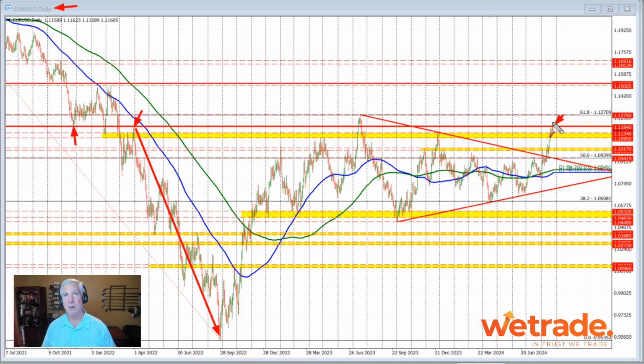So this is a support down here and up here near this 84 level is now resistance, and if we get above that level, we head toward the 61.8% retracement, 1.1270. If we get above that level, it opens the door for further upside momentum.